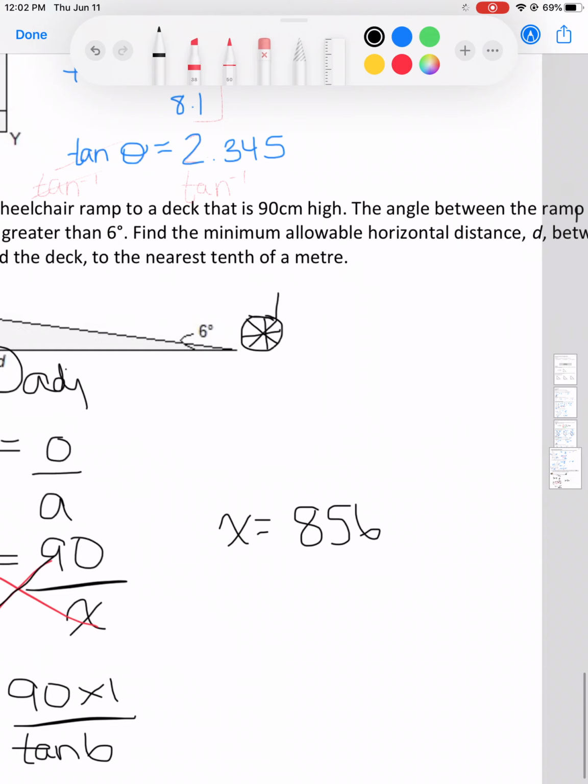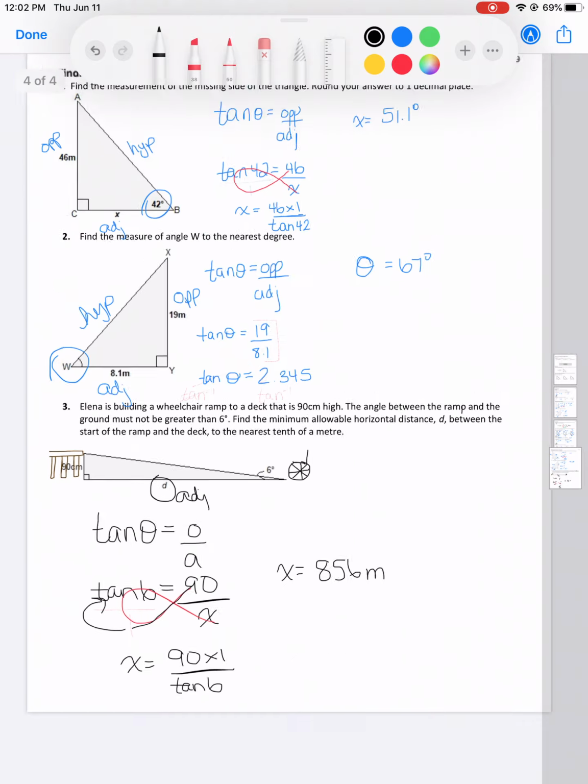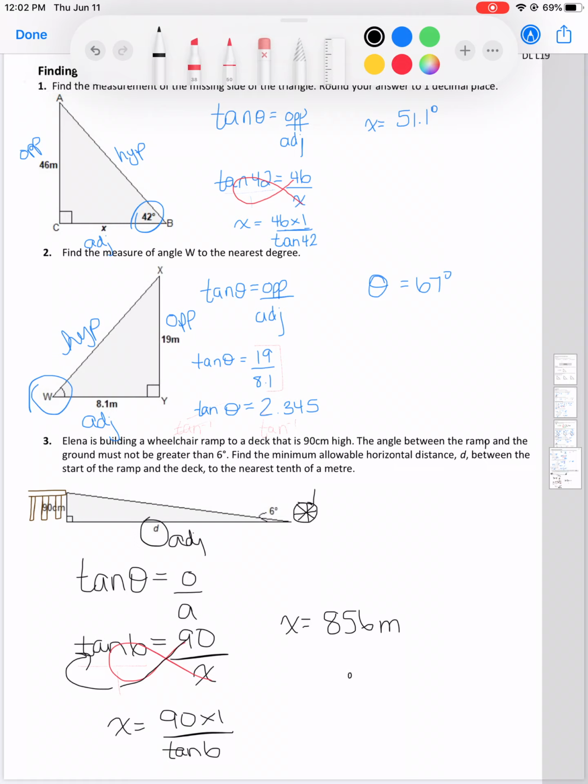That is long. Think about it. A kilometer is 1,000 meters. So that ramp would be almost a kilometer long. Oh, that's funny. So the ramp must be at least 856 meters long. That is so funny. I might change the question a little bit. Well, actually, if it's higher, then it has to be even longer, so yeah.